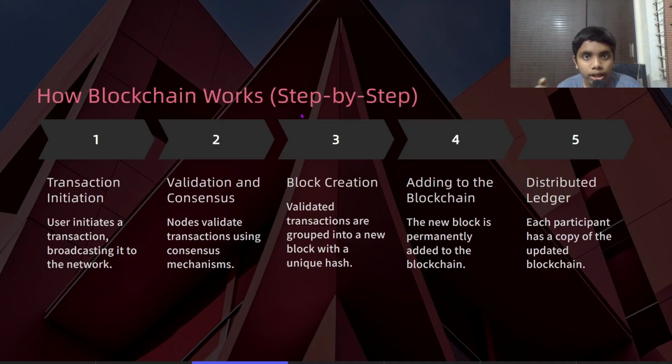So first, transaction initiation: two users do a transaction, it is broadcasted to the network, the nodes validate this transaction, and then the validated transaction is put into a block, and that block has a special code called the hash. And then this block is added to the blockchain, which is many blocks grouped together. And then each participant, the users who did the transaction, will get a copy of the updated blockchain, so they can see that the transaction actually happened. So yeah, that's how blockchain works.